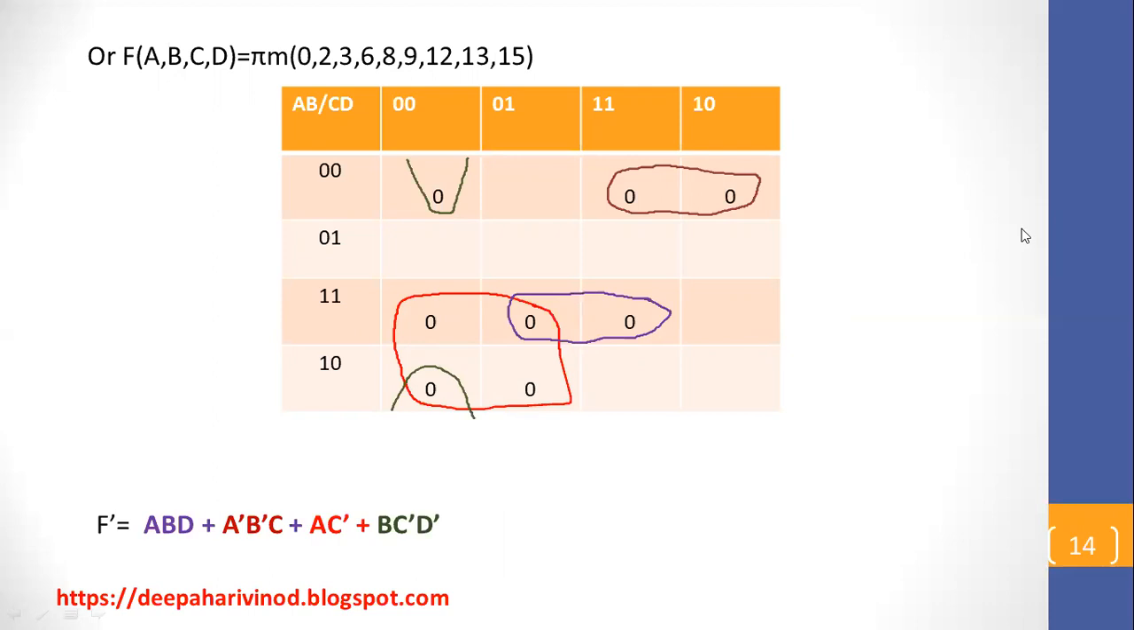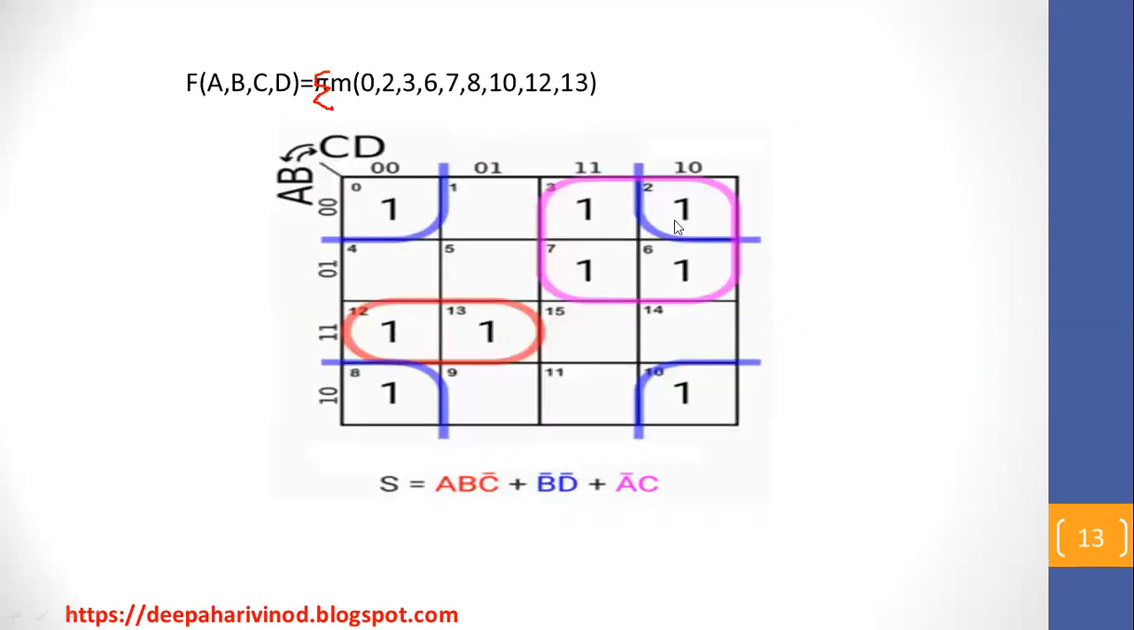This is the one method: F(A, B, C, D) equal to summation, it is given over there, isn't it? In the previous case, ones are marked over here. Now, how to get a POS from this? Mark the zeros over the leftover places in the K-map and then group them together.